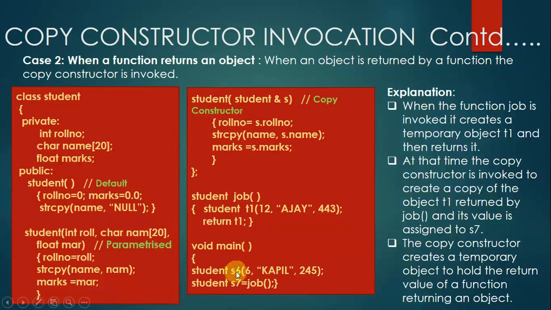So in this program, two objects are being created: S6, which has values 6, couple and 245 using a parameterized constructor, and then a new object S7, which gets its value from the return of the function job. As this function is returning an object, S7 will take the values which this function is returning. The job is returning an object which has values 12, Ajay and 443. So these values will be assigned to the object S7. So when these values are copied to the object S7, the copy constructor will be invoked.